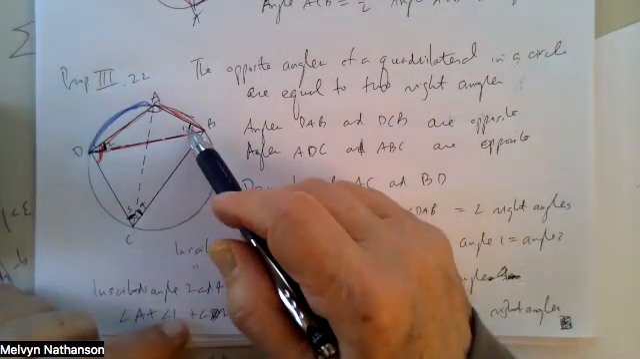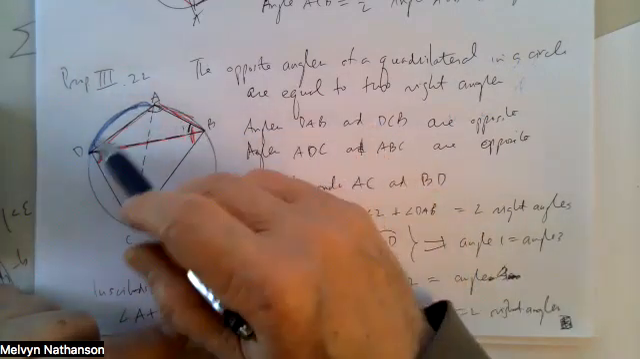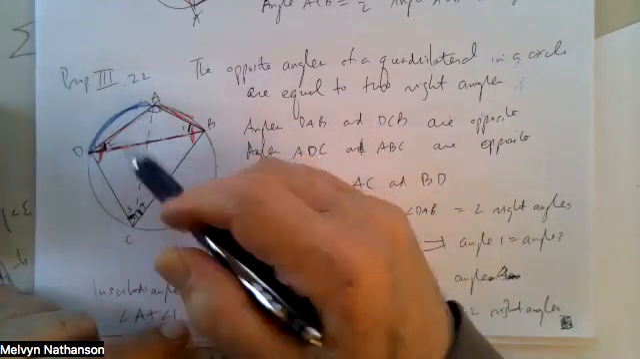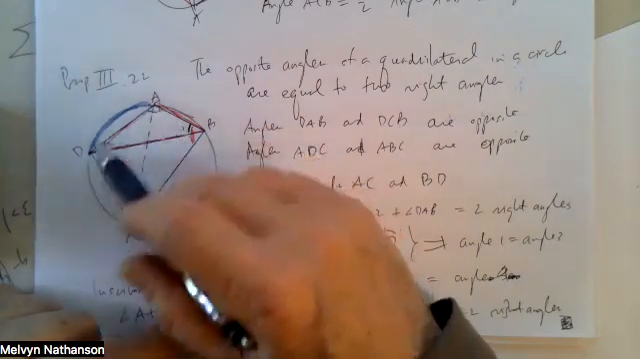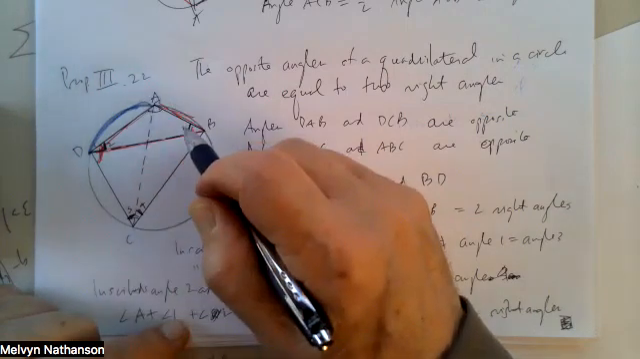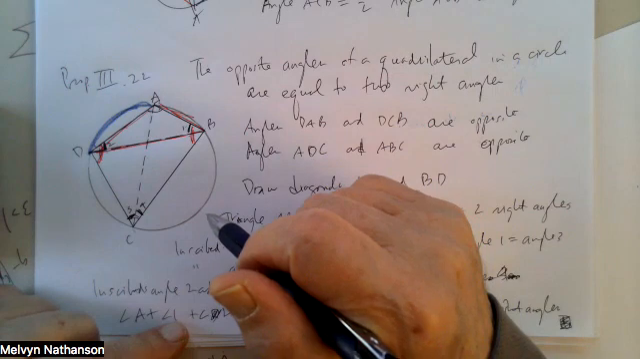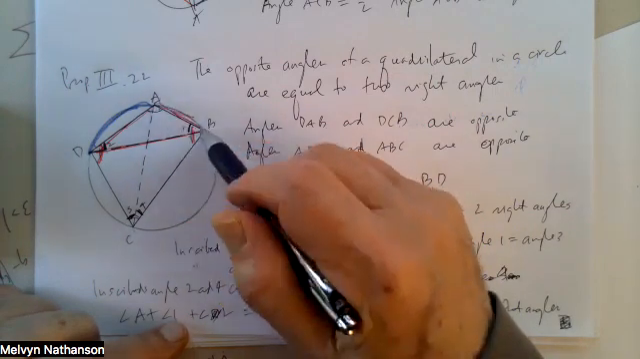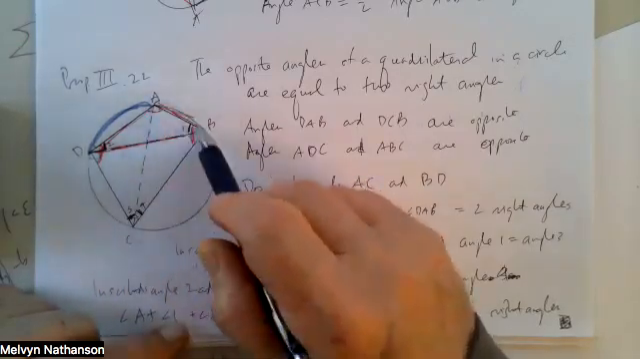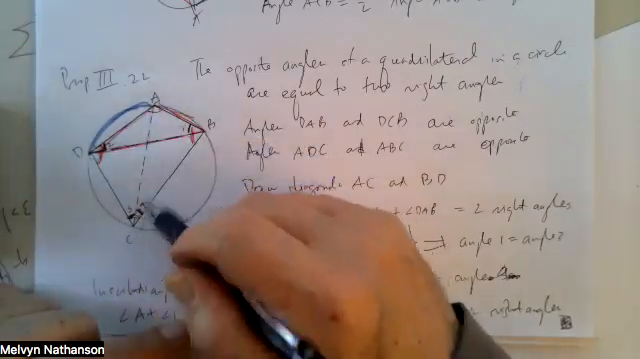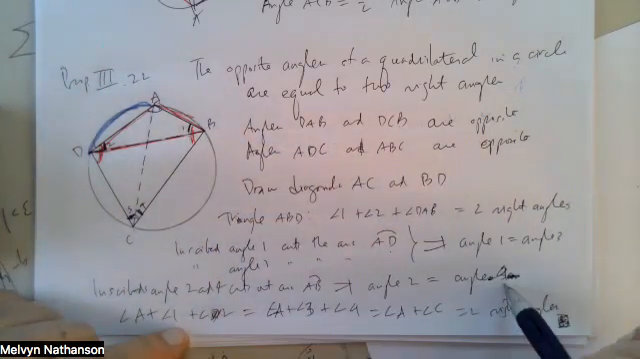But if I look at angle 1, it's an inscribed angle that cuts out the arc AD. And if I look at angle 3, it's an inscribed angle that cuts out the same arc on the circle. So angle 1 equals angle 3. Similarly, if I look at the arc from A to B, angle 2 is an inscribed angle that cuts out that arc, and angle 4 is an inscribed angle that cuts out the same arc. So angle 2 equals angle 4.